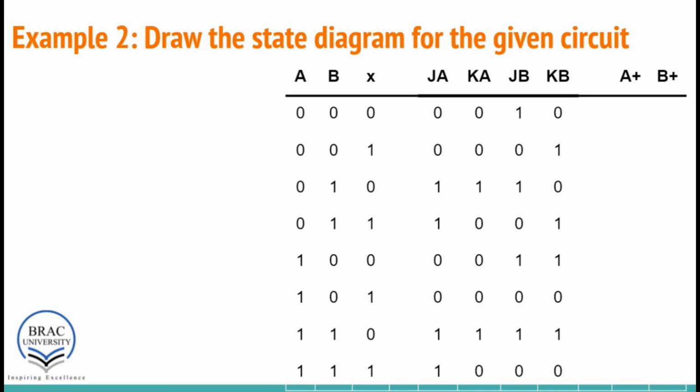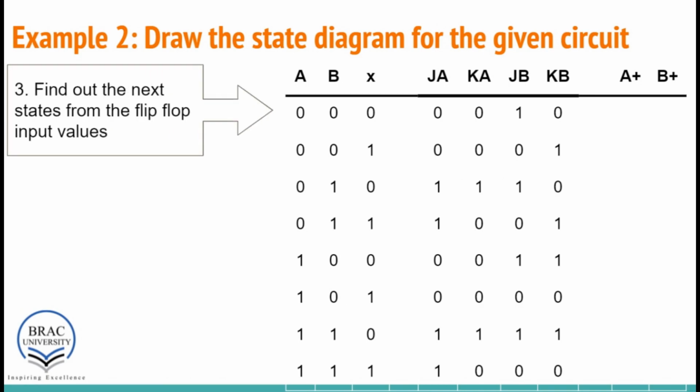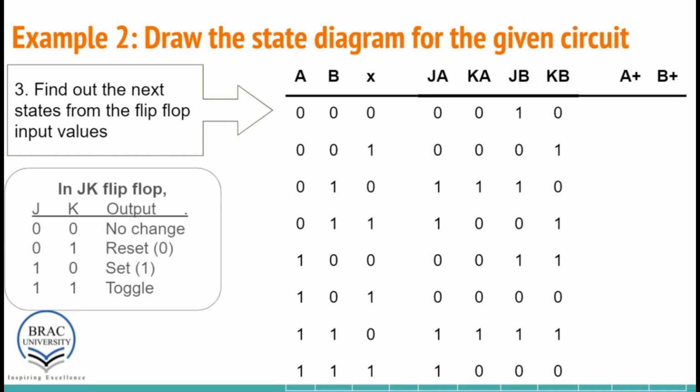Our third step is to find out the next states for each of the combinations. Now, in this case, we need to be familiar with the characteristics table of JK flip-flop. So in JK flip-flop, whenever the value is 0, 0, there is no change, which means the present state and the next state will be equal.